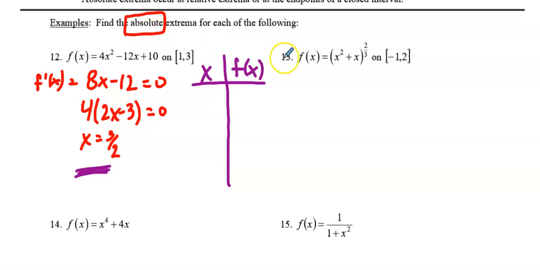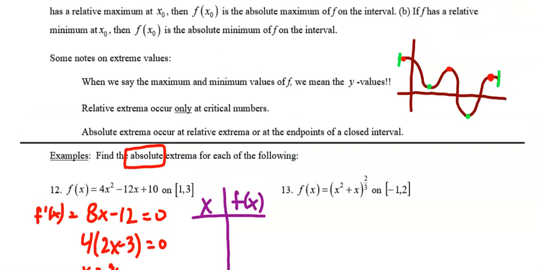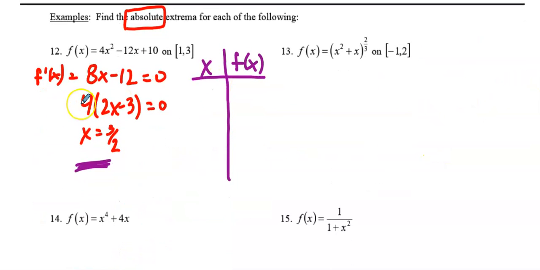For absolute, we want to know, looking at the overall graph, what value of y is going to be the biggest and the smallest. So we don't want to plug back into the derivative. We don't want to know what the behavior of the derivative is. We want to know what the values of the actual function are. You still have to also include your endpoints.